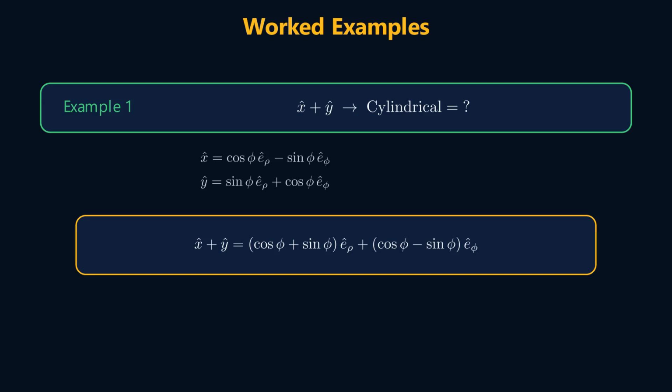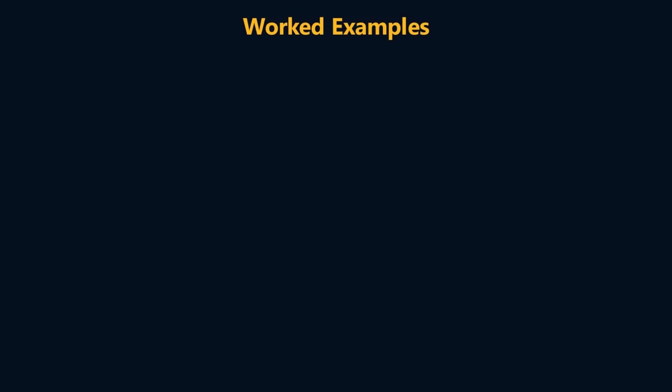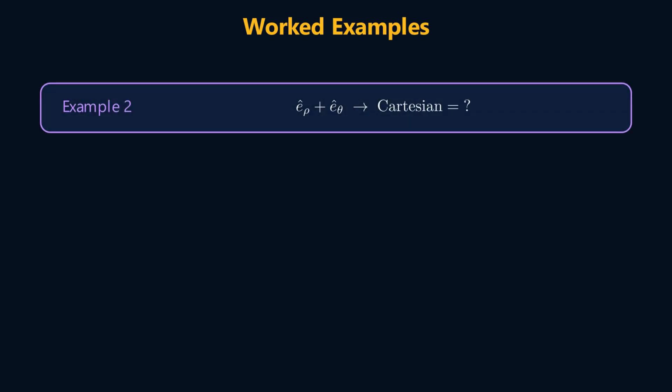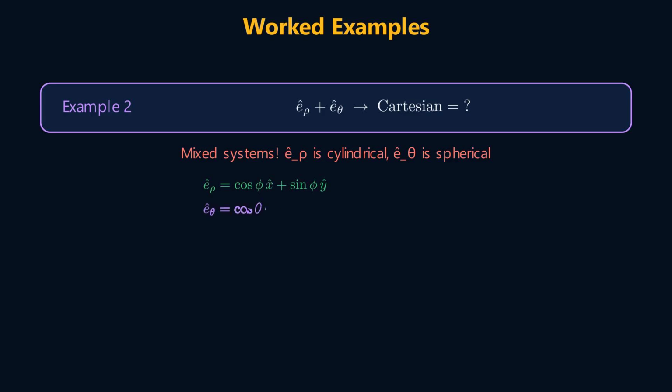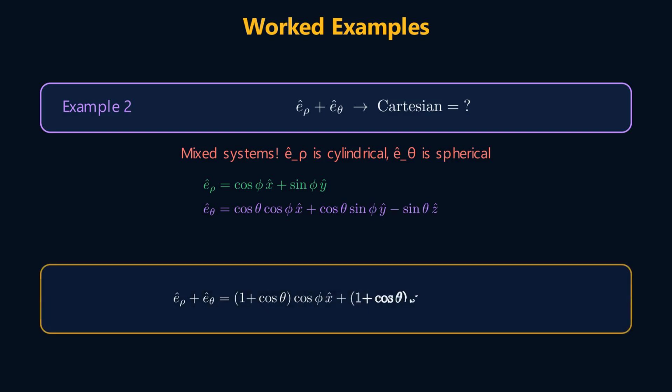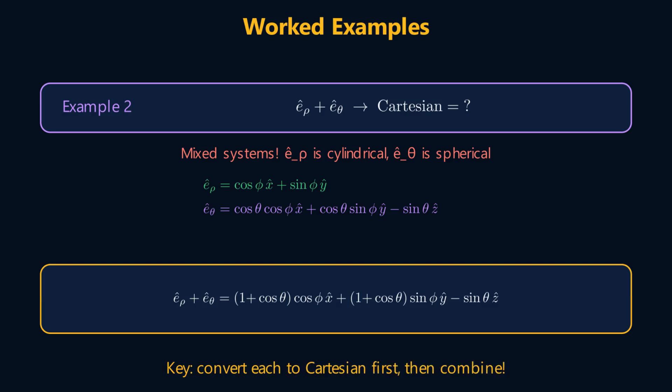Example 2. Express e hat rho plus e hat theta in Cartesian coordinates. This is interesting because e hat rho is cylindrical and e hat theta is spherical. They come from different systems. The approach: convert each to Cartesian separately. e hat rho equals cosine phi e hat x plus sine phi e hat y. e hat theta equals cosine theta cosine phi e hat x plus cosine theta sine phi e hat y minus sine theta e hat z.